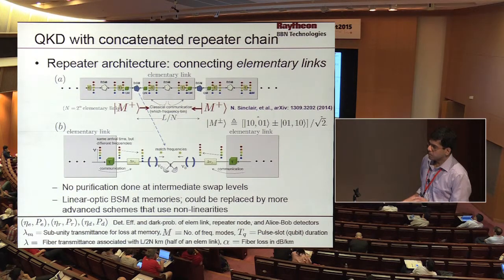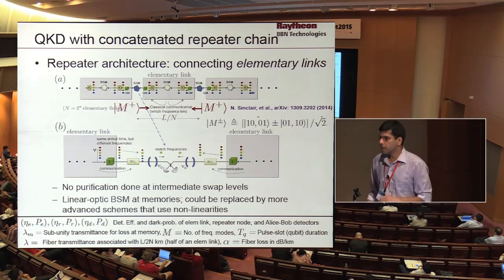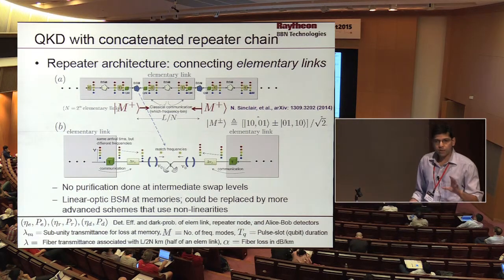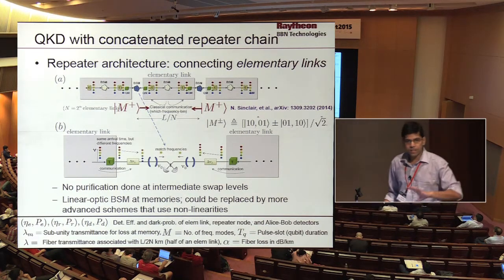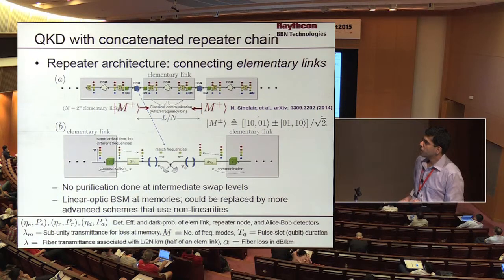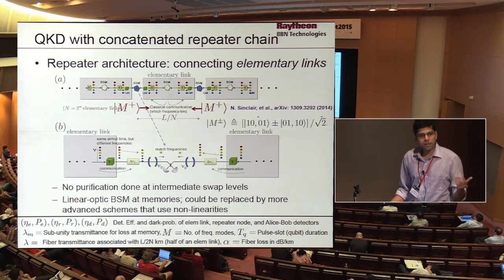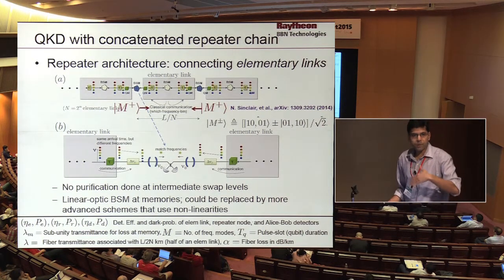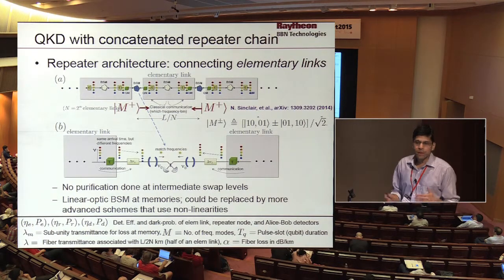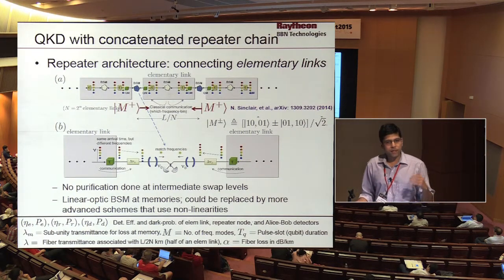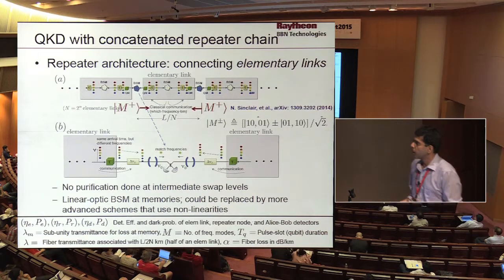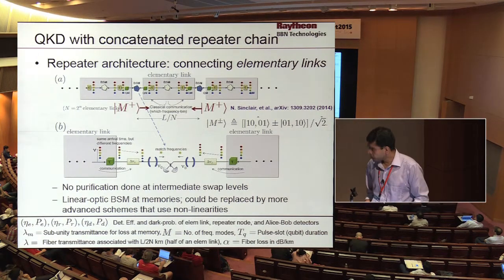Okay, so more importantly, there's no purification done in this architecture. But still, as I will show you, it beats the repeaterless upper bound called the TGW bound, even in spite of this. But the envelope is exponentially bad, as in it scales exponentially. But when you use time modes, it turns out that it can be sub-exponential, and I'll talk a little bit about that. Okay, so these are just the parameters that we use that I mentioned just now.